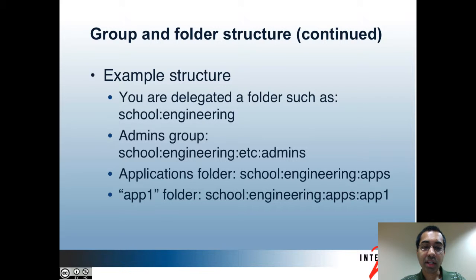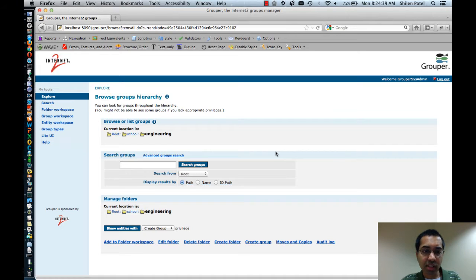I'll talk a bit about an example structure that you may have. Say, for instance, you're a developer in the engineering school at your institution, and you're given access to a folder within the hierarchy called school:engineering. First off, you may want to create an admin group that will contain all the engineering developers. You may also want to create an apps folder, and within that folder, you'd have a folder for each application that you're integrating with Grouper. I'll do a quick demo of this next.